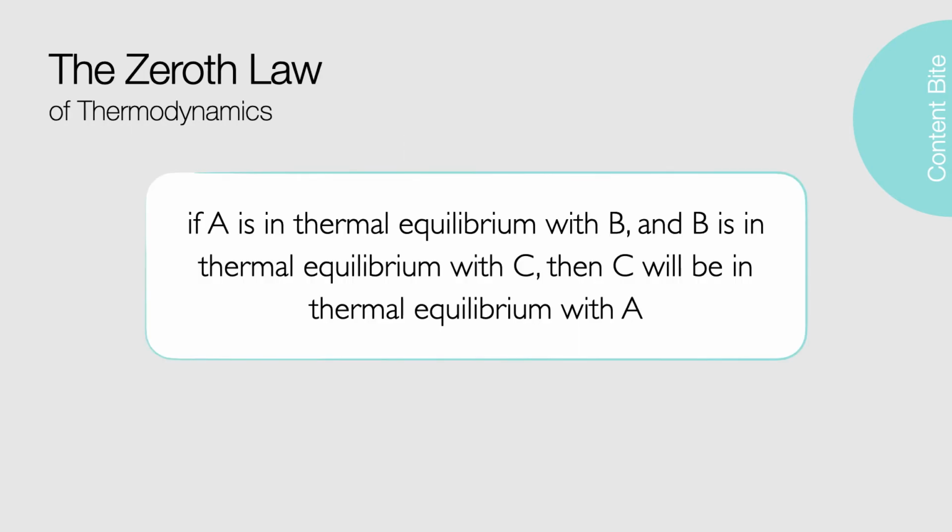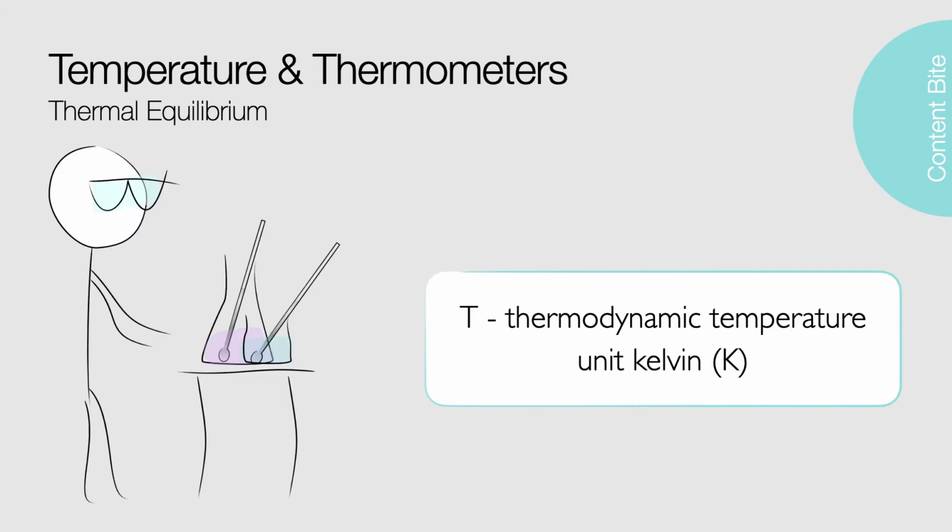In fact, this is just a statement of the Zeroth Law of Thermodynamics. If A is in thermal equilibrium with B, and B is in thermal equilibrium with C, then C will be in thermal equilibrium with A. There are many other equivalent statements of this law, but this version is perhaps the most common. However, what does this actually mean? What do we mean by thermodynamic equilibrium?